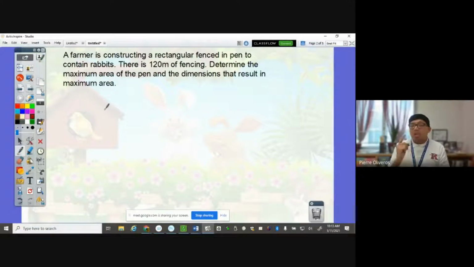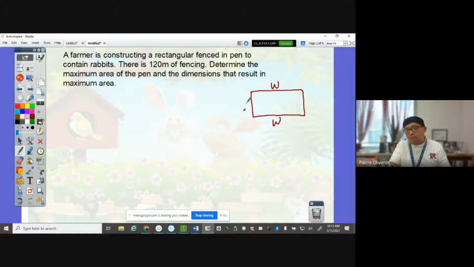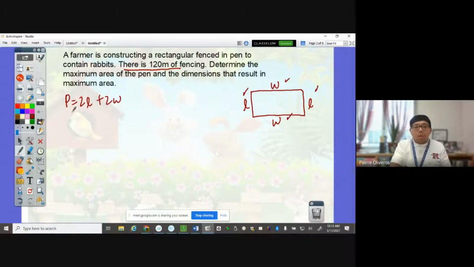We're going to find the area of the pen and the dimensions that result in the maximum area. So in this problem, a farmer needs to fence a rectangular area. There are two widths and two lengths, and there's 120 meters of fencing. The formula for perimeter is twice the length plus twice the width of a rectangle. So P here is 120 equals 2L plus 2W.